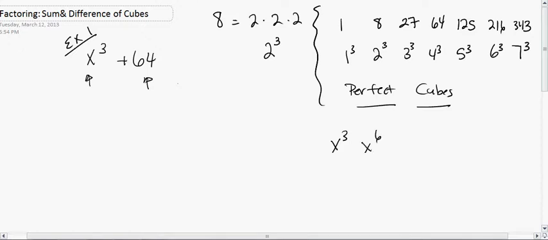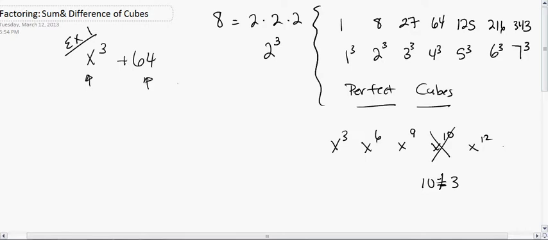X to the 6th is a cube, right? X to the 9th, would that be a cube? Yes. X to the 10th, is that a cube? No, that's not a cube because 10 is not divisible by 3. What about x to the 12th? Yes, because 12 is divisible by 3. So as long as my exponent is divisible by 3, then that would be a perfect cube. So x cubed is definitely divisible by 3. 3 divided by 3 is 1.